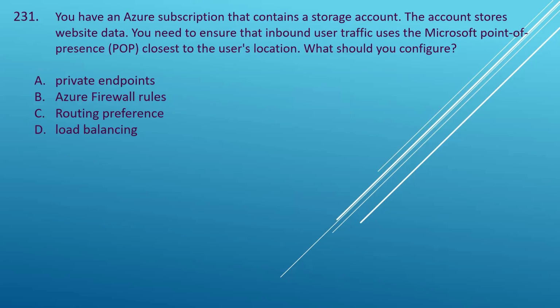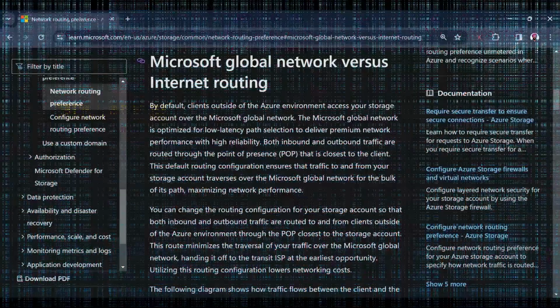Question number 231. You have an Azure subscription that contains a storage account. The account stores website data. You need to ensure that inbound user traffic uses the Microsoft point of presence (POP) closest to user's location. What should you configure? And your options are private endpoints, Azure firewall rules, routing preference, load balancing. And the correct answer here is option C, routing preference.